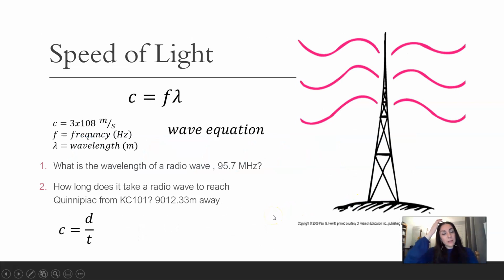So the speed of light, in fact, since it's a wave, we can use the wave equation. So instead of the v for speed of light, notice that you can actually use the c here. So the speed of light is characterized by the frequency and the wavelength. So you can do all sorts of calculations using the speed of light.